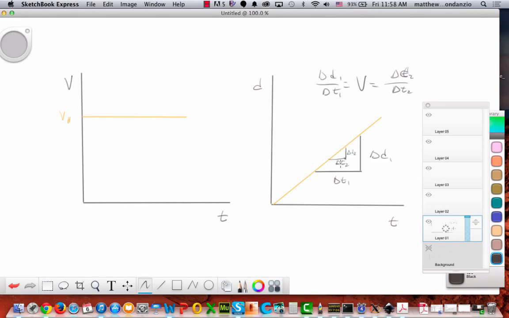Constant slope means the slope doesn't change. The ratio is always the same, right? It's the same triangle, they're just similar. If I have a constant velocity, my velocity does not change as time moves on. This is like driving a car at 30 miles an hour on a straight road with the cruise control on. I'm going one direction, 30 miles an hour, and I'm not changing the speed.